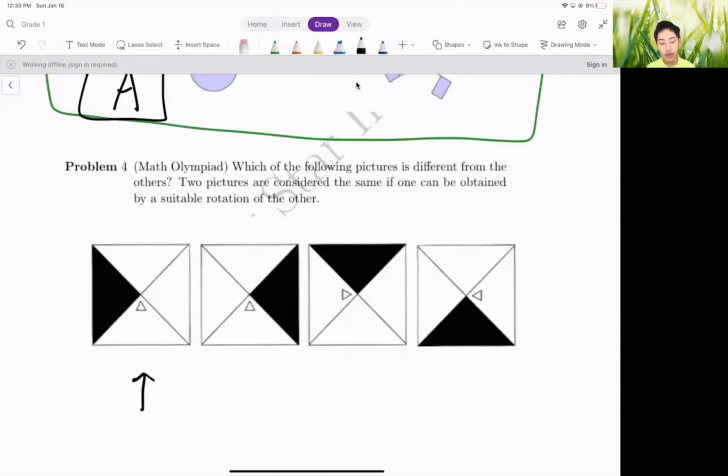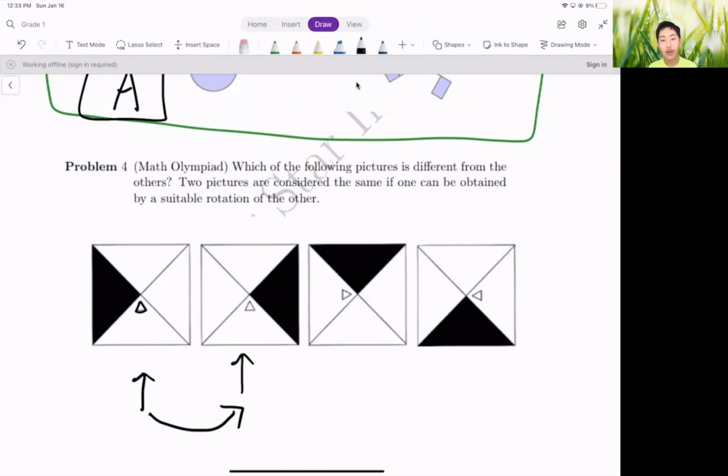So let's look at the first one. We know that the first one cannot be the same as the second one because these small triangles are on the exact same spot, but the black part is not. So therefore, we know that one of these 2 has to be the answer.